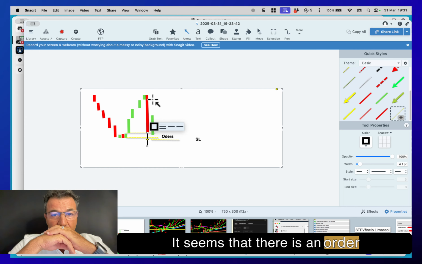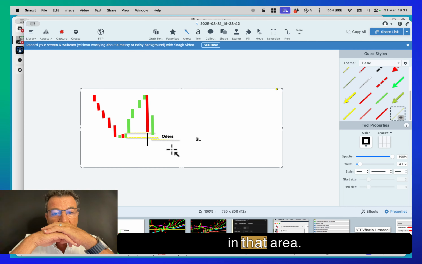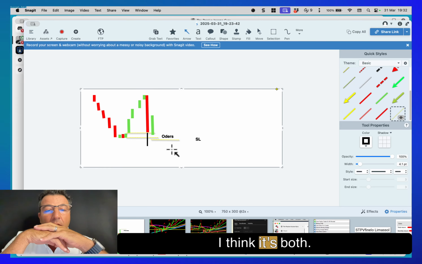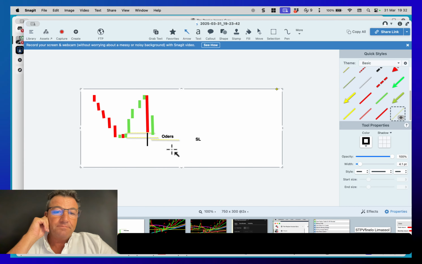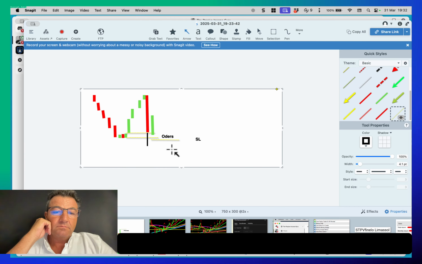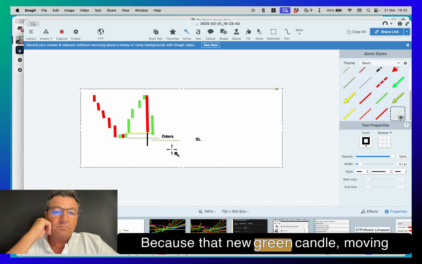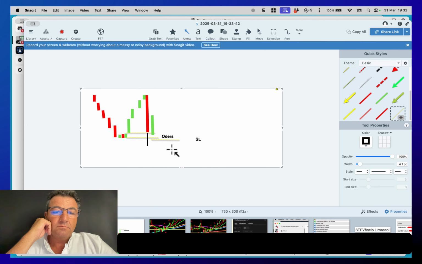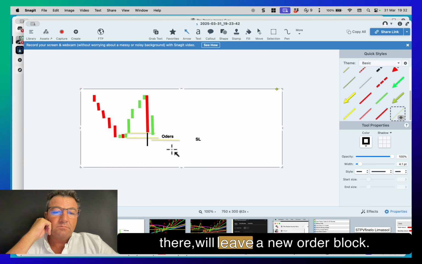There's two things that move the price back. It's either orders that are in that area or fresh investment. I think it's about both. It could be both. It could be fresh investment. If it's fresh investment, then that new green candle moving back up there will leave a new order block. That's fresh investment.